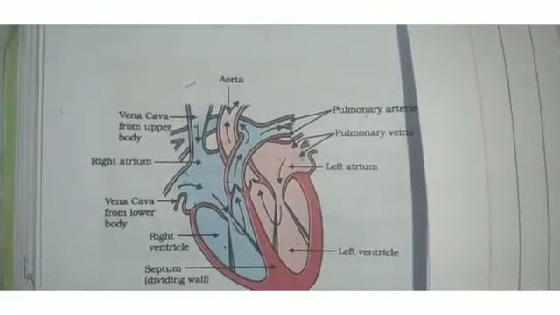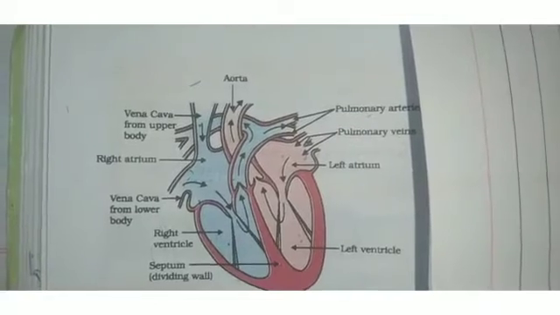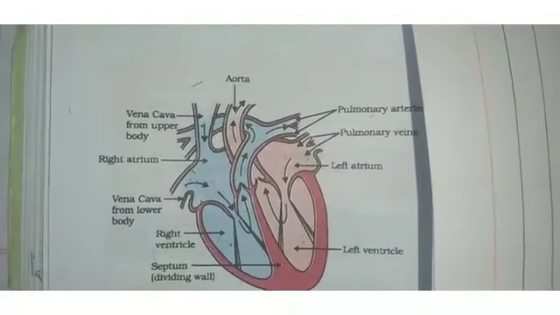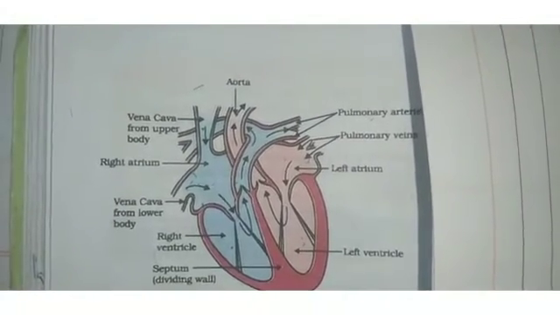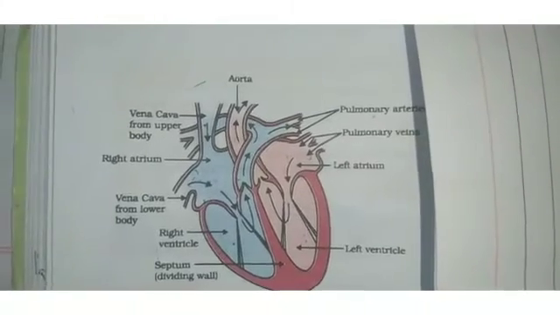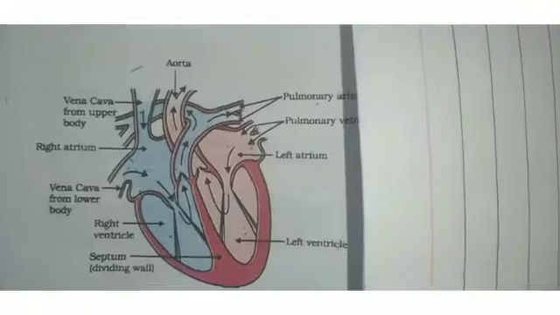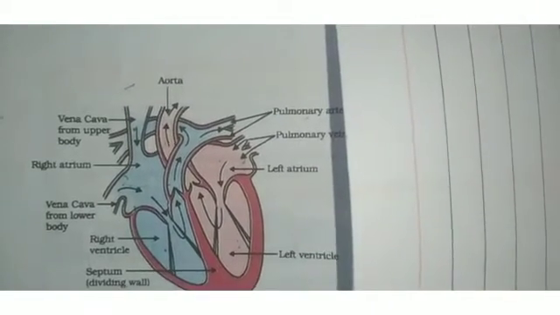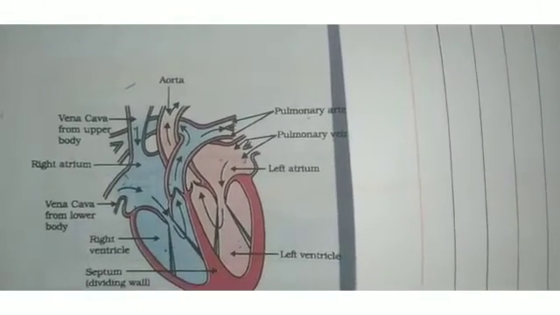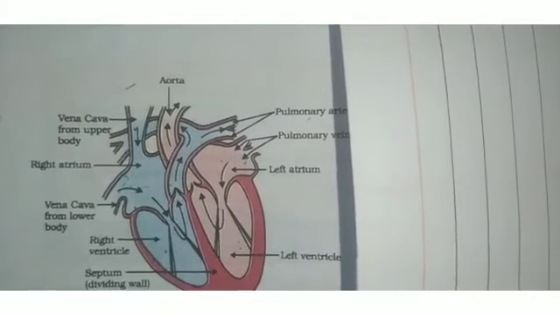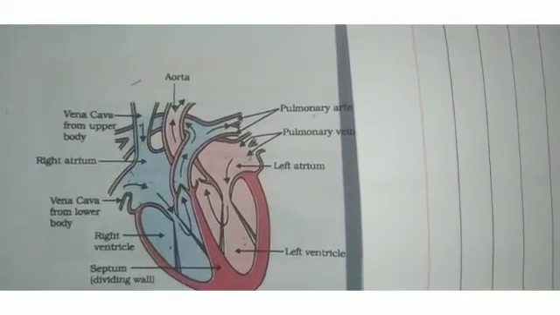Even though there is a mixing of oxygen-rich and deoxygenated blood, those organisms will tolerate some mixing, because their body temperature depends on the external environment, so they can tolerate this mixing.